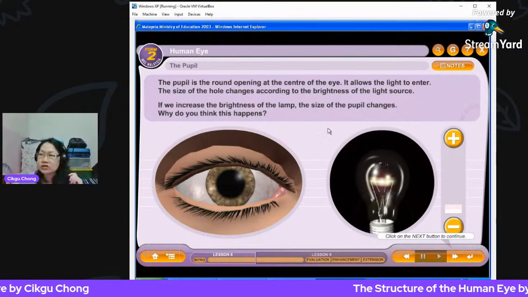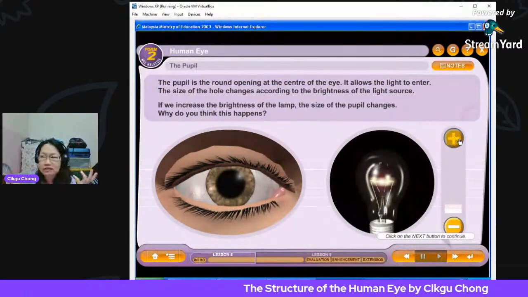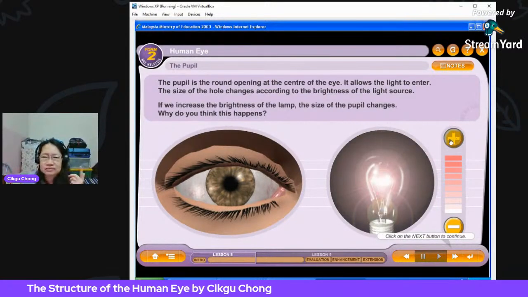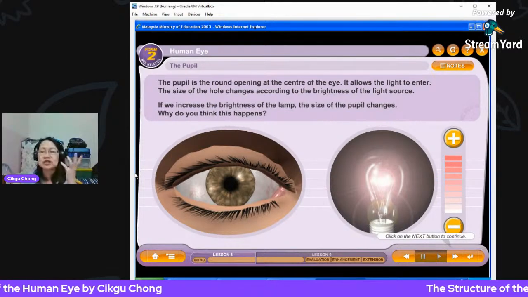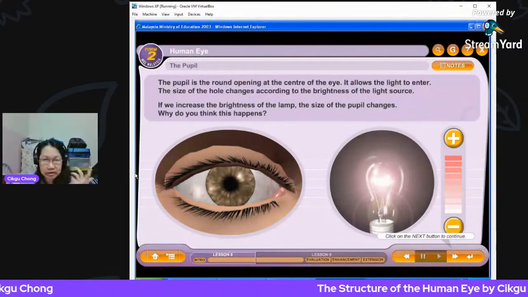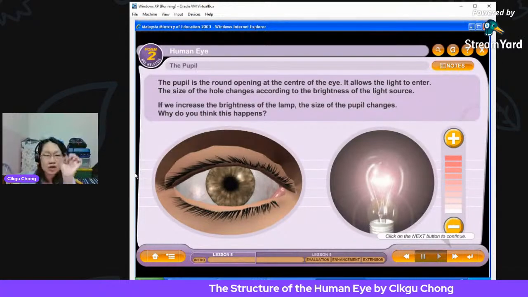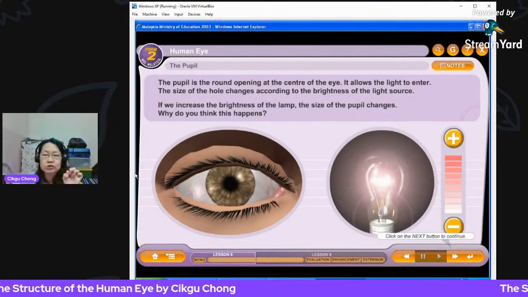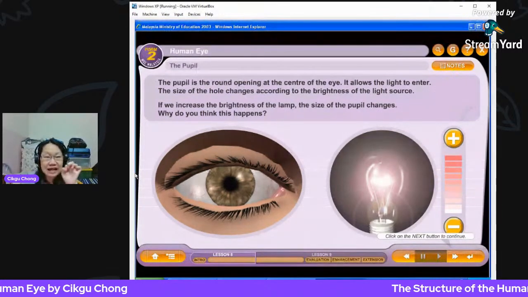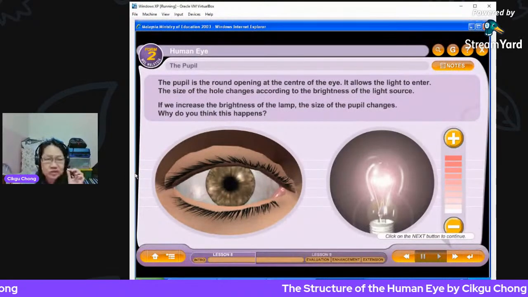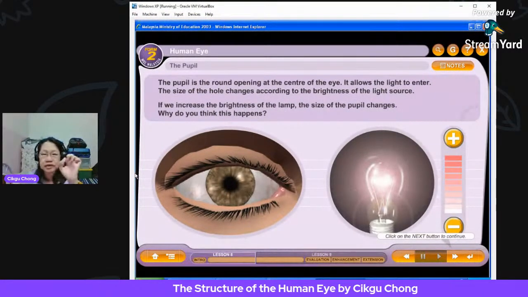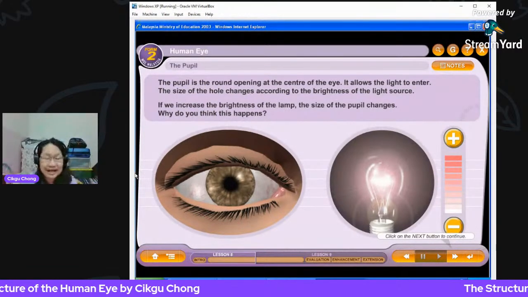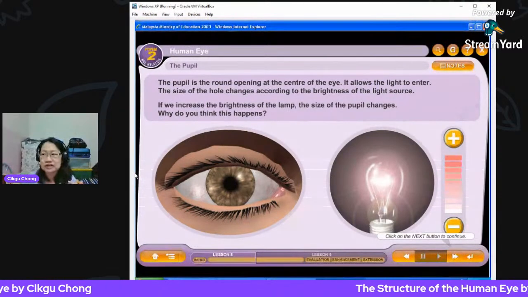So the person can see brighter. On the other hand, if it's too bright, like this, the eye is very painful, right? When too much light enters your eye, it may be painful. So the pupil will become smaller, so that less light can go into the eye and it will not hurt your eye so much. So you can see the size of the pupil can increase and decrease based on the amount of light that enters the eye. Okay, let's continue.